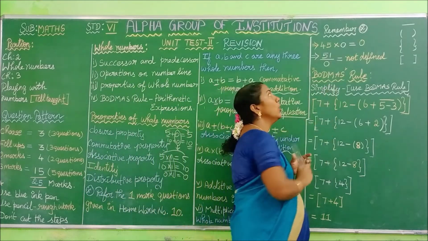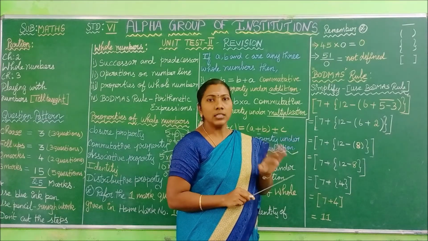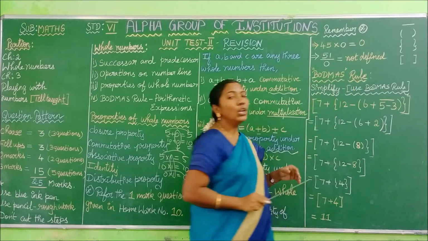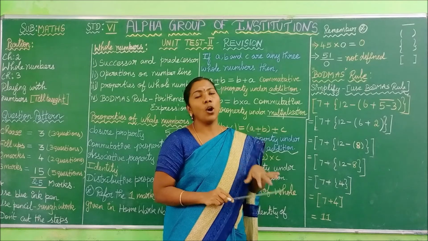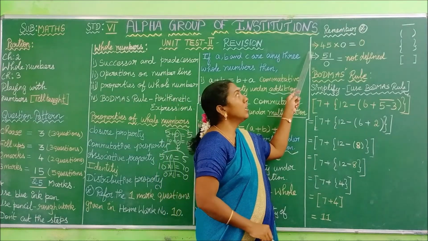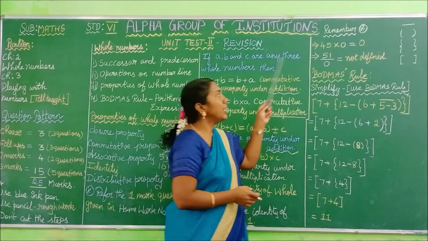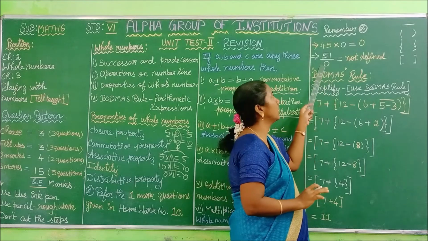See here, children, if you multiply any number with 0, your answer is 0. See here, 45 into 0, the answer is 0. If you multiply any number with 0, your answer is 0. Always keep this in your mind, children. Instead of 45, you can write any number, 1 lakh or 1 crore, into 0, your answer is 0 only. Okay, see the next one.